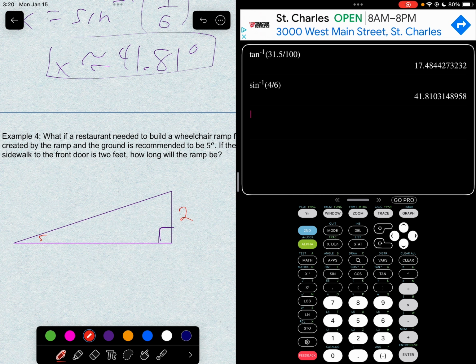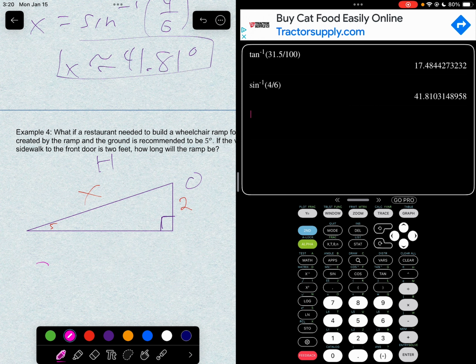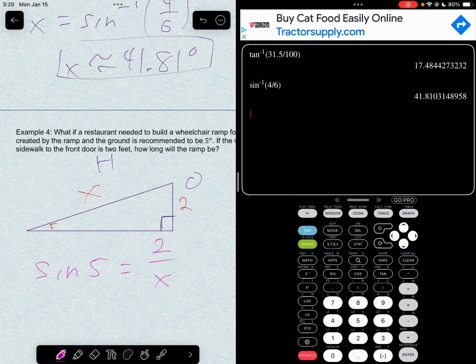So that's going to be our variable. You can call it whatever you want. We'll call it x here. So looking at the angle, it's 5. This is going to be opposite leg. This is going to be hypotenuse. So we're going to use sine again. Sine of the angle equals opposite over hypotenuse.